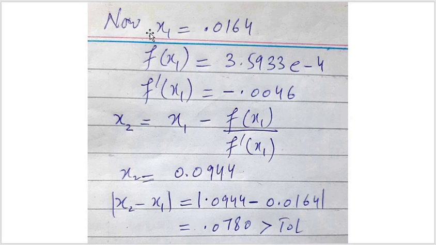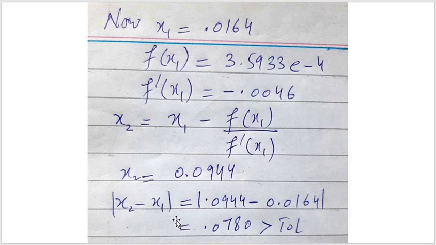So let's now, students, since we have this x1, now find out f of x1 to be this one, and now f prime of x1 is equal to this one, and now x2 is equal to x1 minus f of x1 over f prime of x1. So students, if you substitute all these values here, you get x2 is equal to 0.0944.